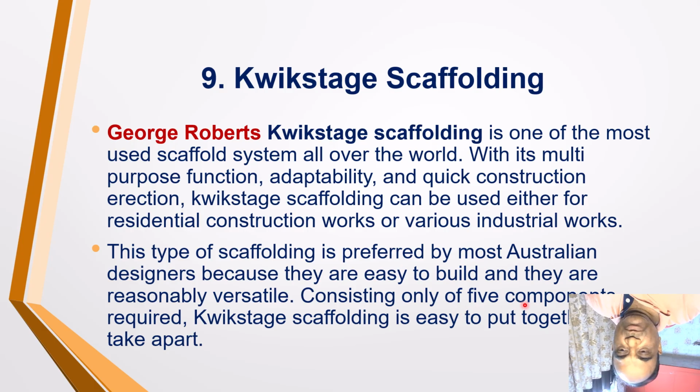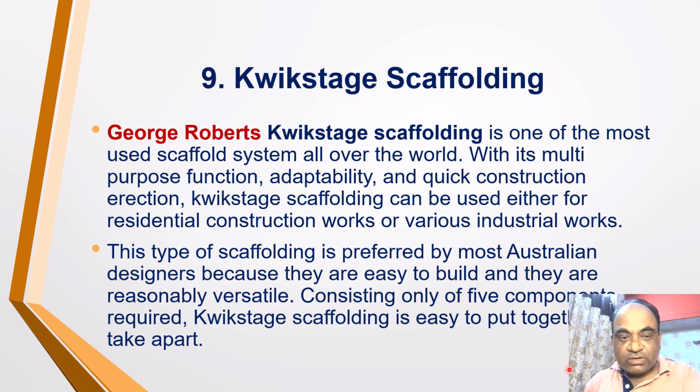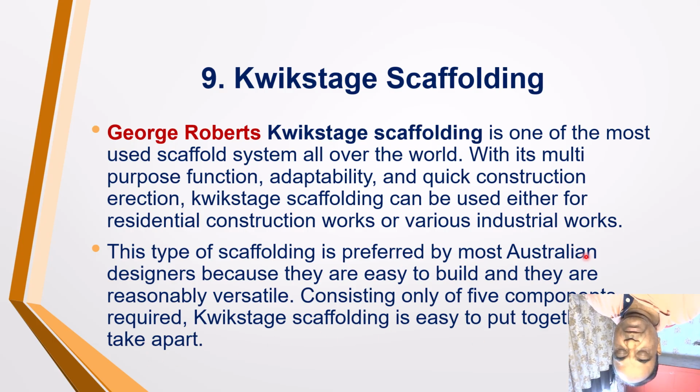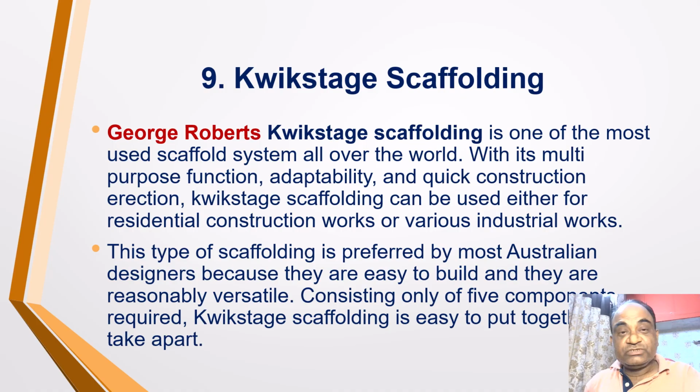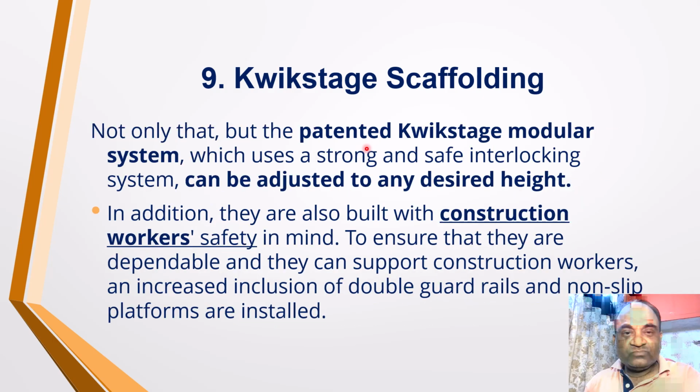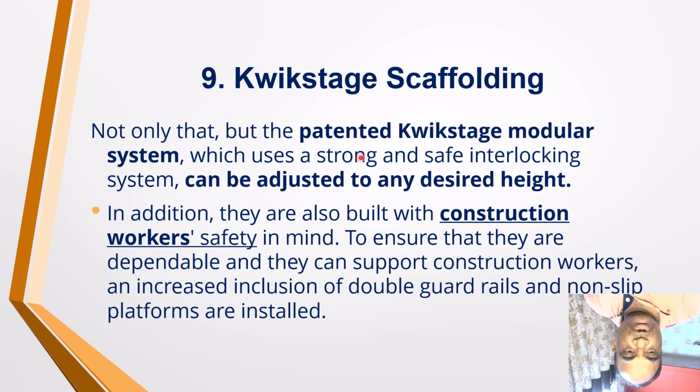So consisting only of the five components required, quick stage scaffolding is easy to put together and take apart. So they are easier to install and easier to disintegrate at the same time. That is why it is called, as its name suggests, quick stage, quick to build and quick to disintegrate. So not only that, but the patented quick stage modular systems, which uses a strong and the safe interlocking system, can be adjusted to any desired height.